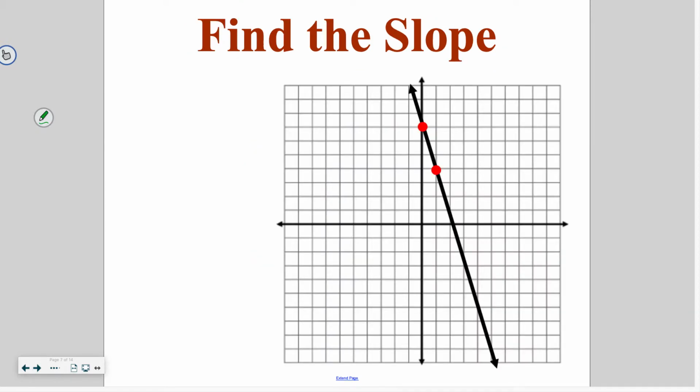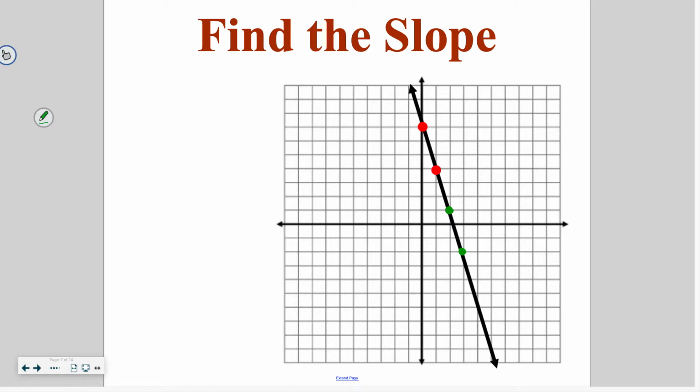So the first thing we're going to do today is find a slope when we are given a graph. When you do this, you want to look for 2 points. In this case, the 2 points are highlighted. They may not always be highlighted for you, so when you're looking for points, go to points that have exact intersections on the graph. So you want to make sure you're looking for those exact intersections.